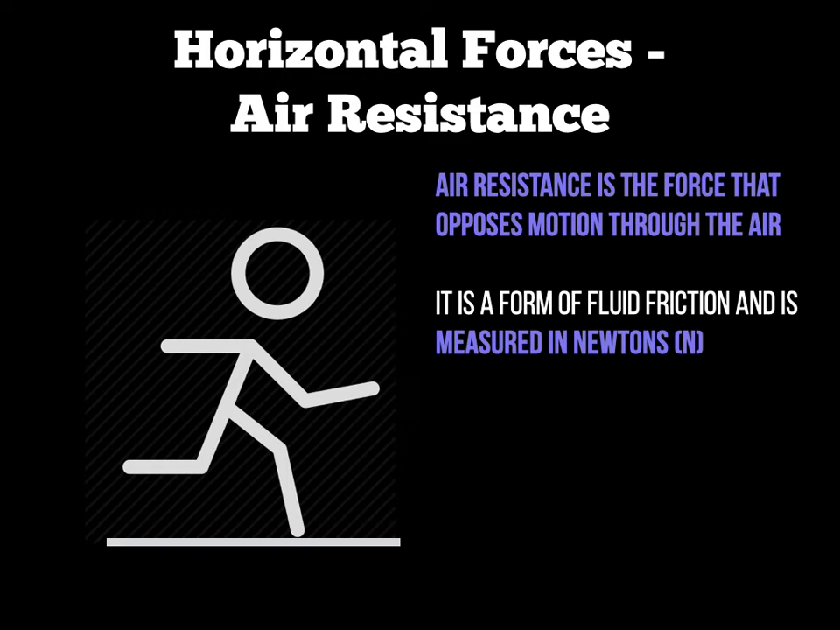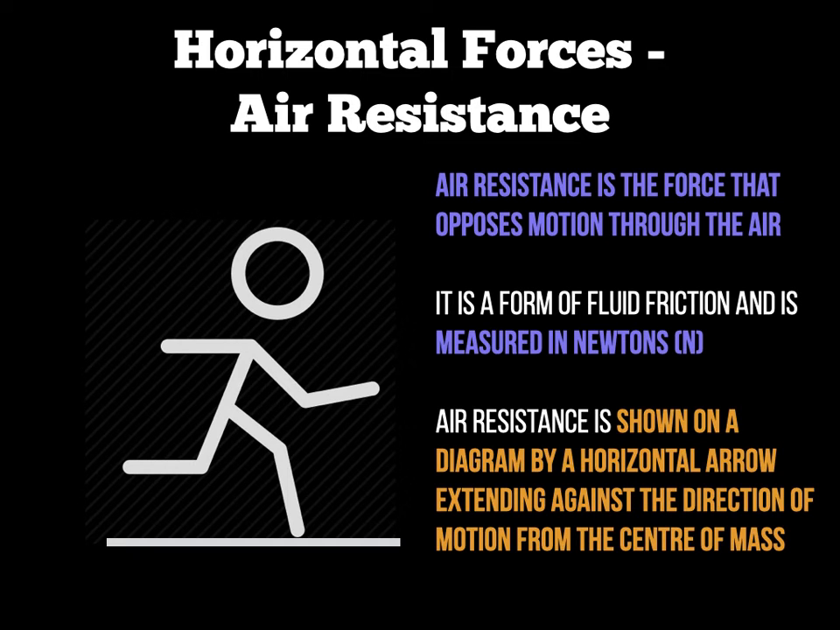However, because it is a horizontal force, on a diagram it doesn't go up or down, it goes in a horizontal plane. And it goes in a horizontal arrow going away from the direction of travel. So if I was running forwards, the arrow goes opposite to the direction that I'm running, and it runs from the centre of mass. So it's the same as weight. It goes from the centre of mass in the opposite direction of which I'm running.